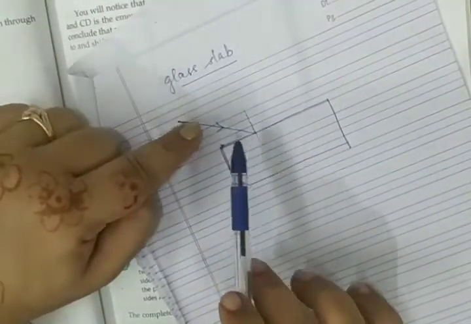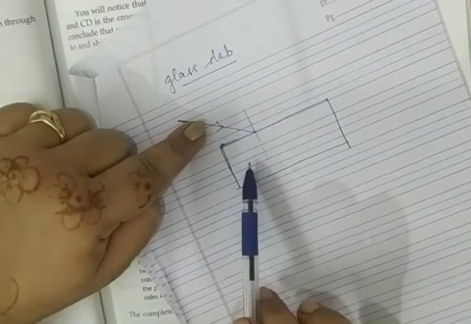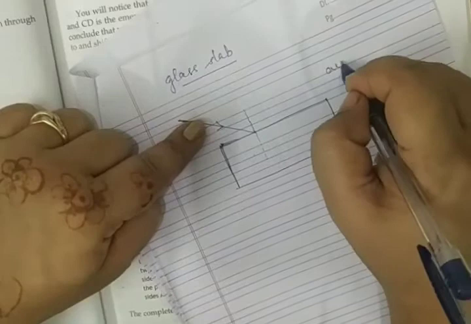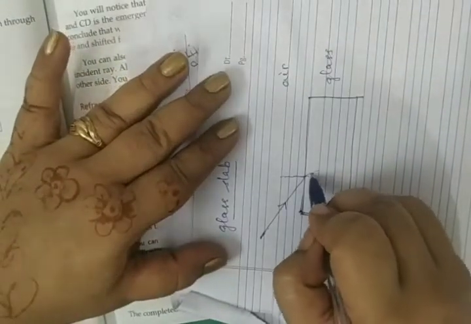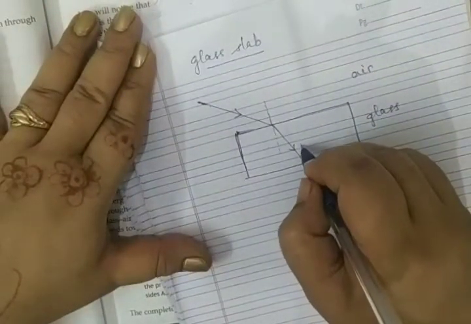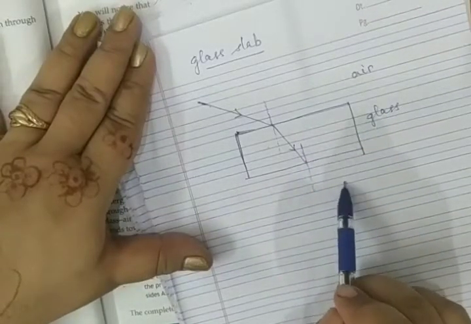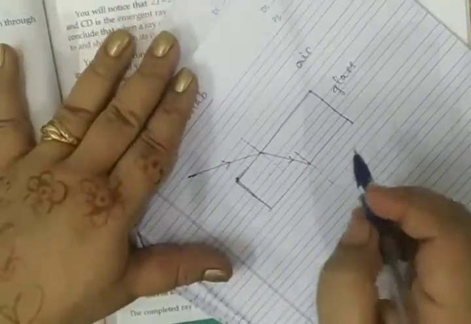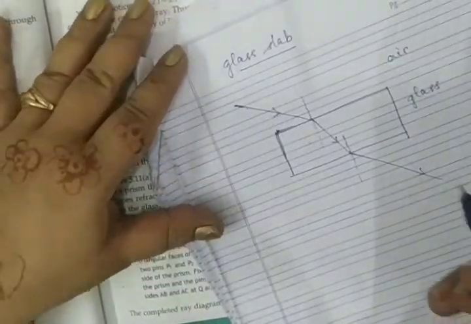Now what is happening? The ray is entering from rarer to denser medium. Glass is denser, right? So it is entering into the denser medium. What happens when a light ray enters into a denser medium? It bends towards the normal. So we will bend the light ray like this, towards the normal. Then we are going to draw another normal at this surface. Now the light ray is entering from glass to air, denser to rarer, so it will bend away from the normal. Away from the normal.